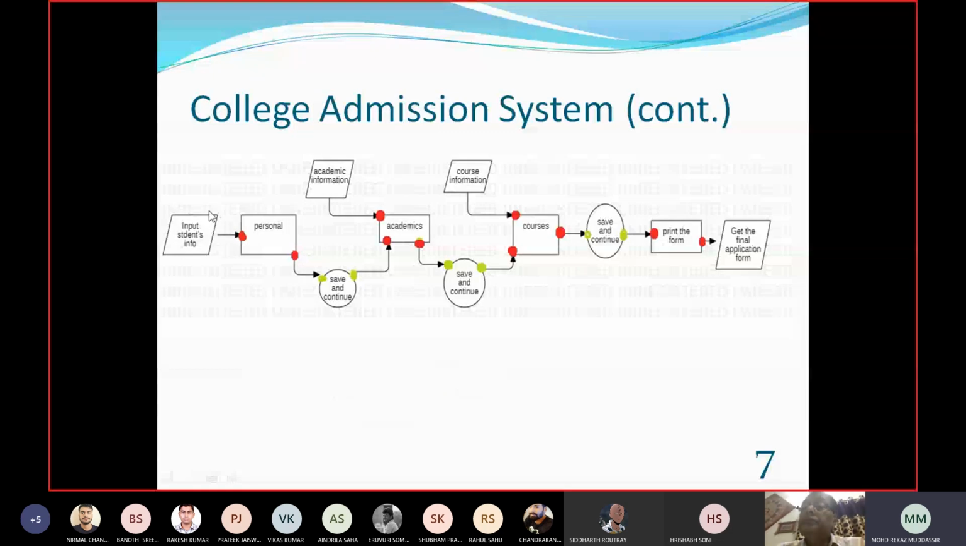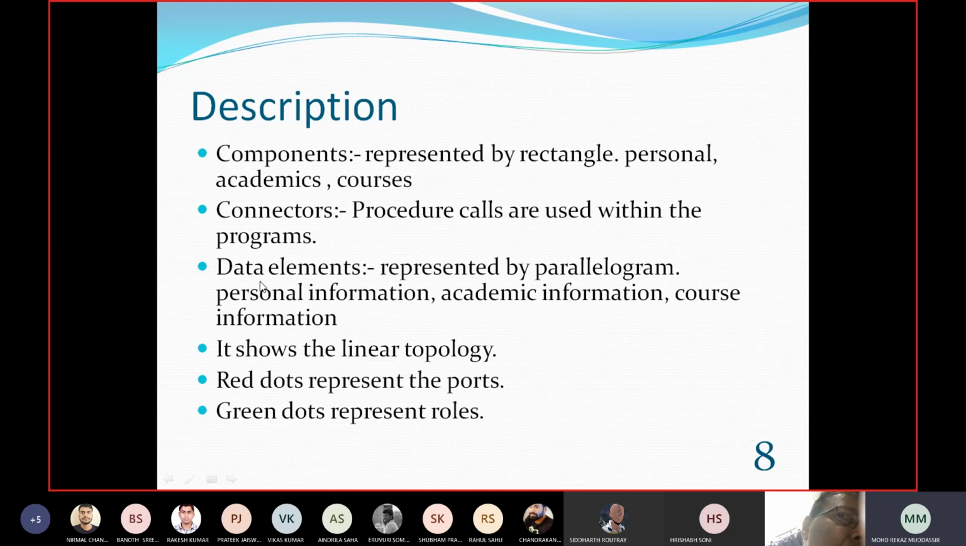Here we have taken the student info, all the academic information, which will include all our mark sheets, our 10th class, 12th class information, and all our BTech marks of each semester. And after that, we have the course information, in which course we need to enroll. So those will be our data elements. And it shows a linear topology, like we are moving sequentially from one subsystem to another subsystem.